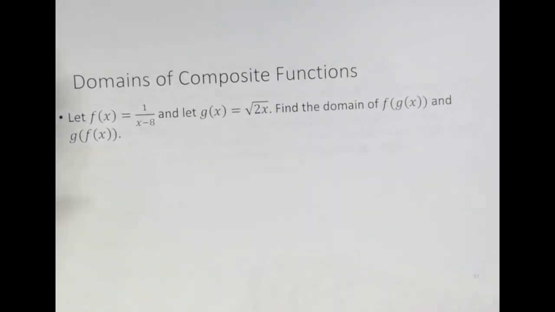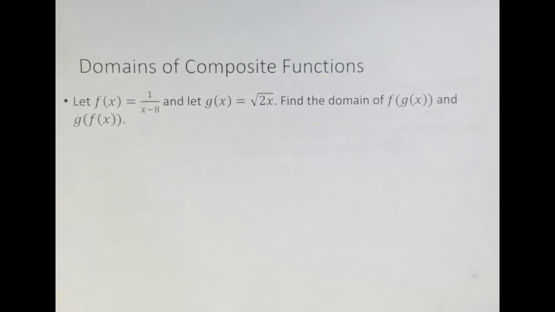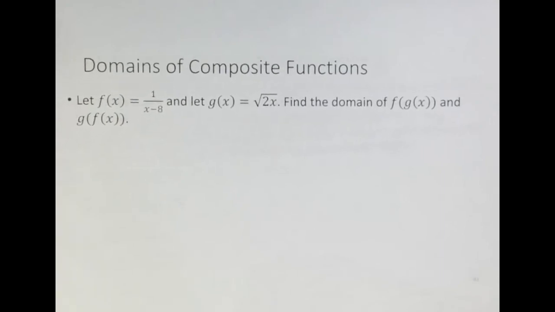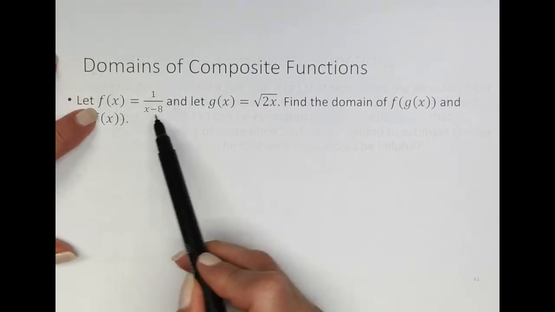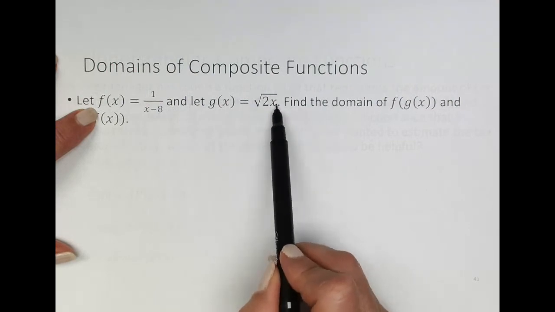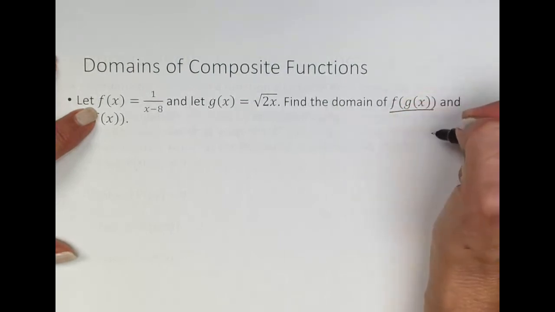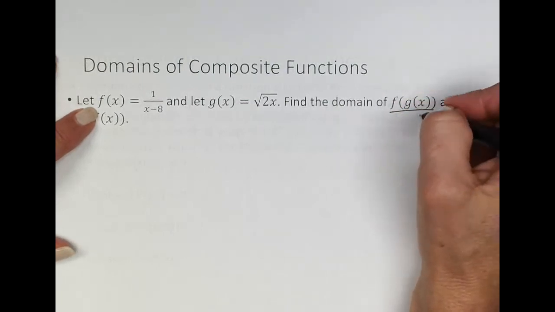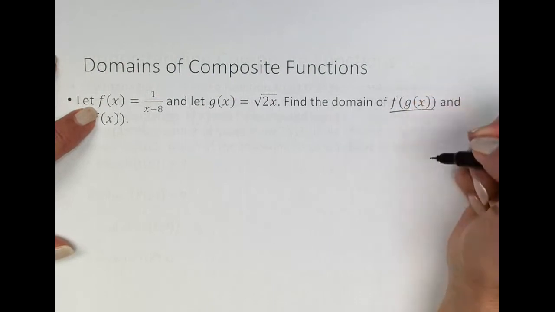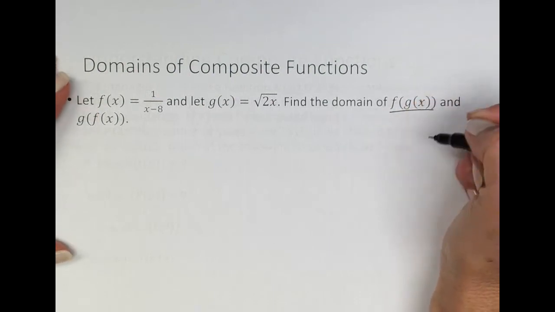A couple more comments here on composite functions. The domain of a composite function is interesting, because you've got to consider any domain restrictions on the inside function as well as domain restrictions on the composition, right? So if f of x is 1 over x minus 8 and g of x is the square root of 2x, if I wanted to find the domain of f of g of x, I've got to consider any domain restriction of this inside function as well as any domain restriction of the composition.